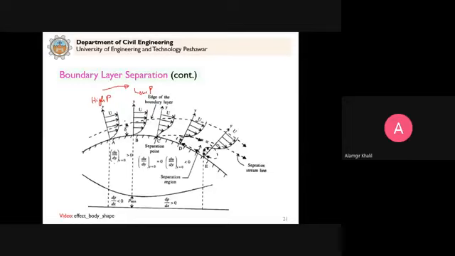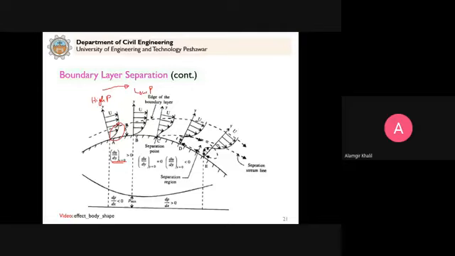In this case, dP by dx is less than 0 because we move from high pressure to low pressure. So the velocity gradient is greater than 0. This is what you can see here. It is greater than 0.